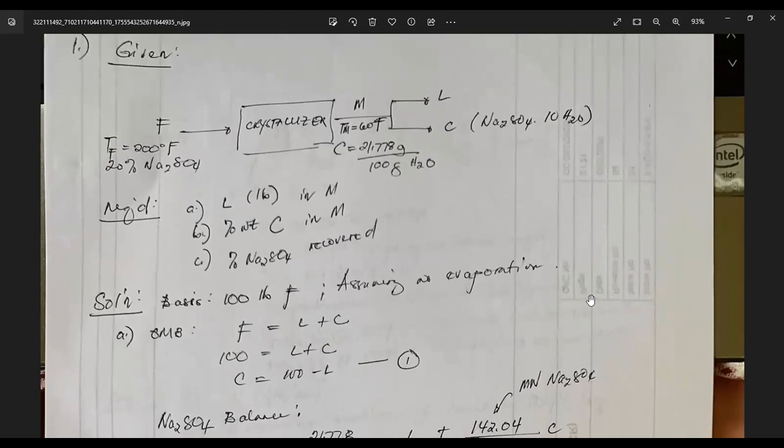Okay, we'll make it bigger so I can see as well. So in this problem, you need to have a basis of feed because you don't know the feed that was used to produce the crystals.